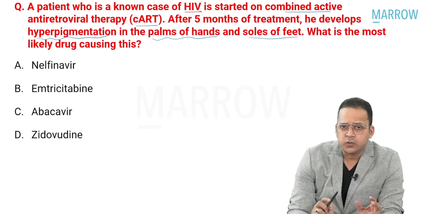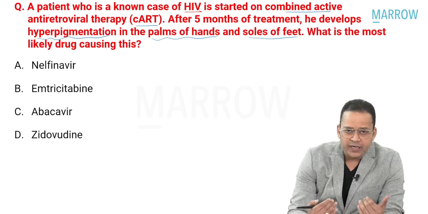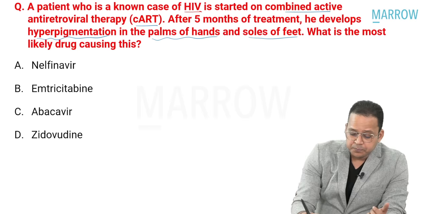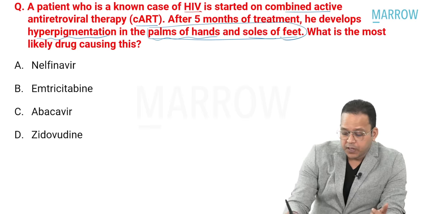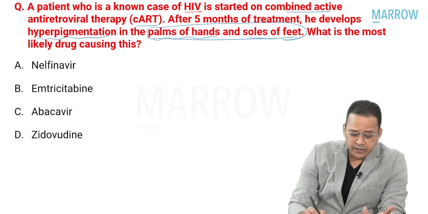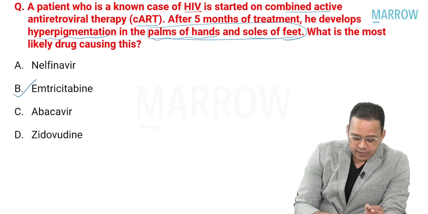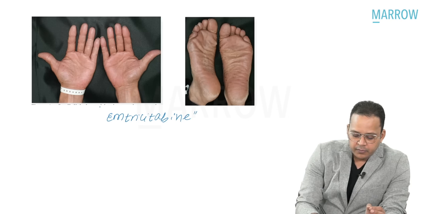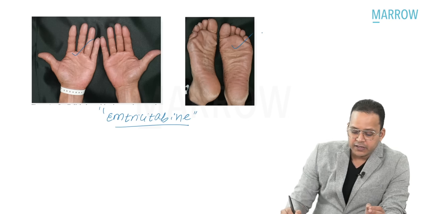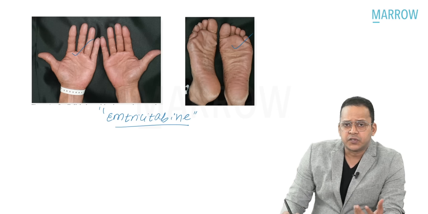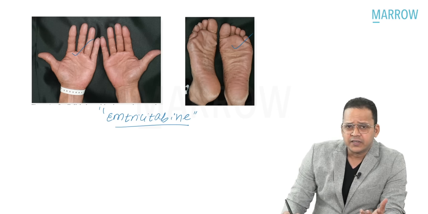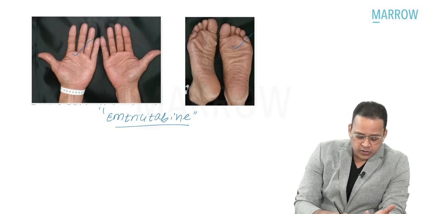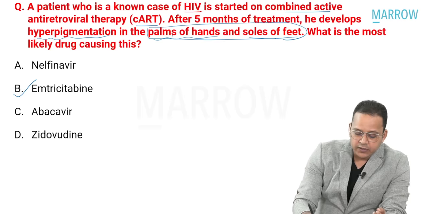Now among these options, there are two drugs which are particularly associated with pigmentation. One is emtricitabine and another one is zidovudine. But what the question is particularly asking about is pigmentation of a particular part of the body, that is palms and the soles. And that is what is seen with emtricitabine. So emtricitabine can cause pigmentation of the palms and the soles, and that is because of excessive deposition of melanin in the palms and soles. What is the reason? We don't know about that.